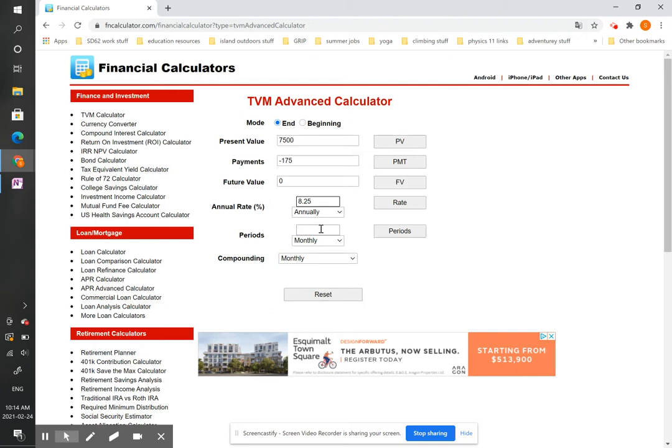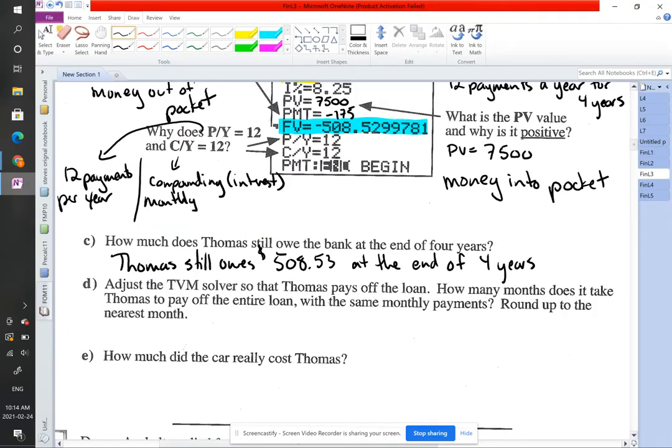So you remember initially he was paying for 48 months, but that didn't pay off the entire loan. So if we click here, it comes out to be 50.95. So it's going to take him about 51 months. Let's go back here.